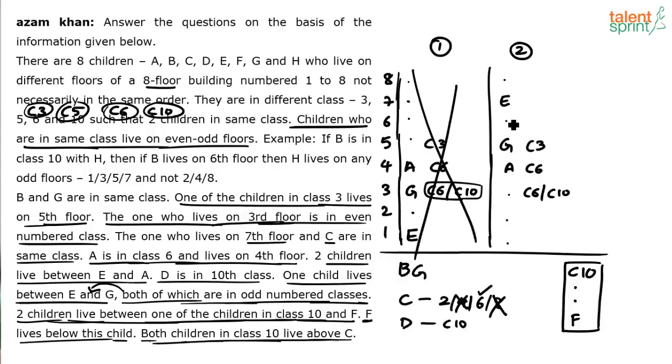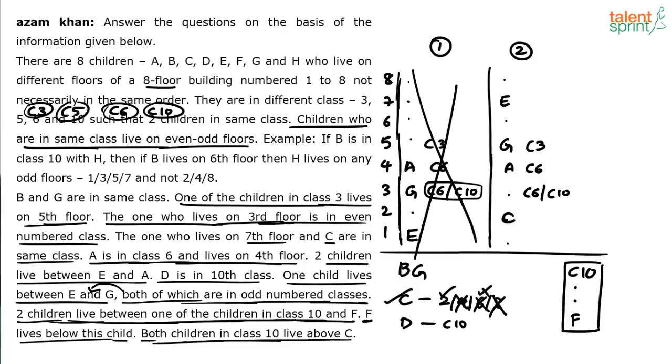So they cannot come on 7th and 8th. Which means C cannot come on 6th, because only if C comes on 6th will both of them be on 7th and 8th. So C cannot come on 6th. So C has to come on 2nd. There's no other choice. C has to come on 2nd floor. You're getting it? That way we have been able to fix the position of C as well. So this point is used.